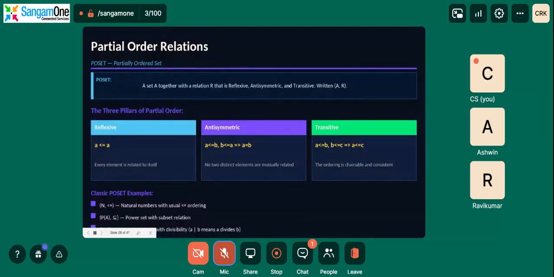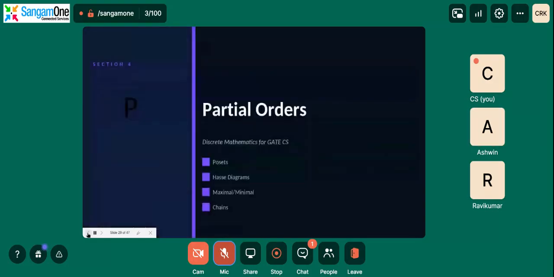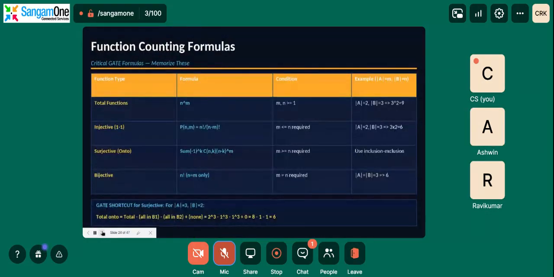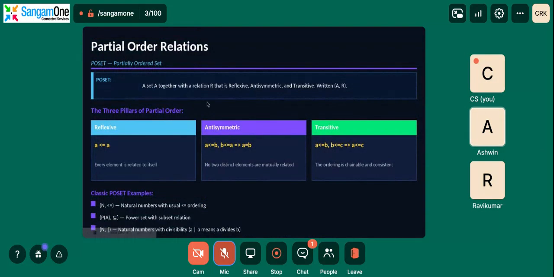What is a partially ordered set? A partially ordered set is a set A together with a relation that is reflexive, antisymmetric and transitive. Here, where we studied equivalence relation, it has to be reflexive, symmetric, and transitive. But in a partial order, the only difference is it should be reflexive and transitive, but antisymmetric. That's all.